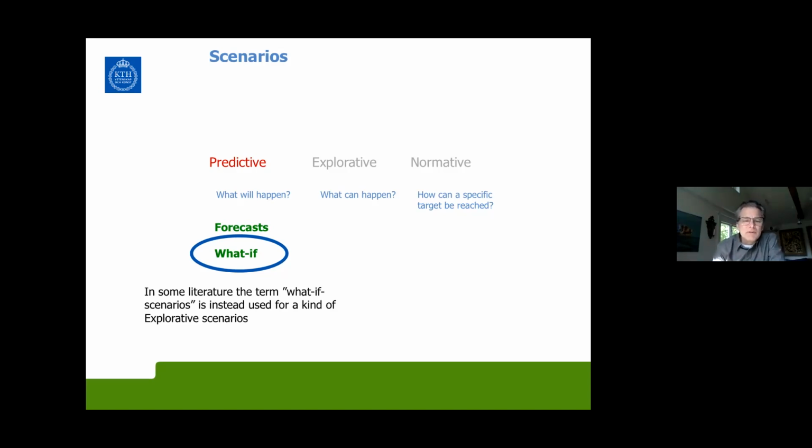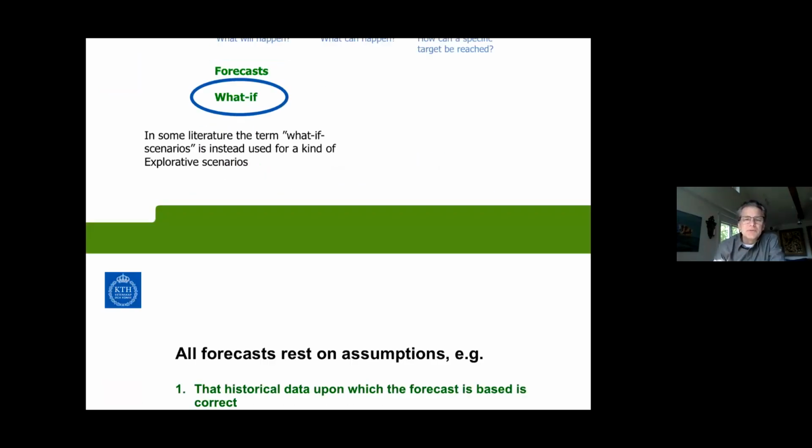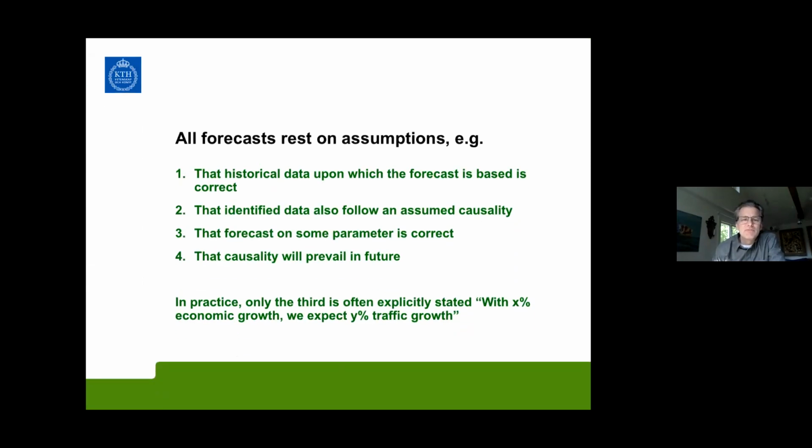Regarding the predictive scenarios, I also want to stress that all forecasts rest on assumptions. Those assumptions could be, for instance, that you have historical data that are correct. And anyone who has been working with data knows that historical data are always wrong, but they could be more or less wrong, of course. So it's a strong assumption.